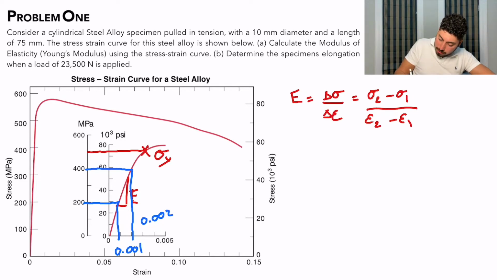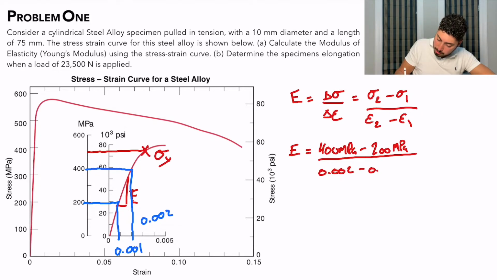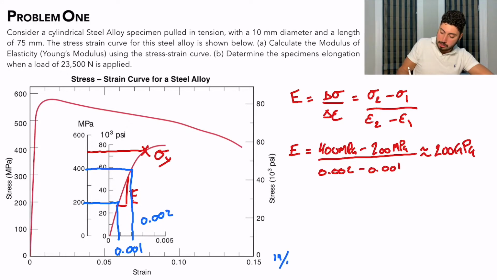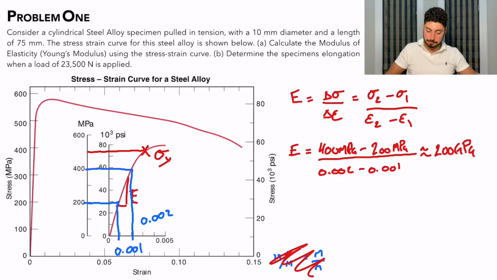Substituting those values into our equation, we get 400 megapascals minus 200 megapascals, divided by 0.002 minus 0.001. This is going to yield a value of approximately 200 gigapascals. Now you're probably going to ask, why did I not write a unit next to the strain? That's because strain is unitless. However, you may see it in some textbooks as inch per inch or meter per meter. But it doesn't matter because that still means unitless.